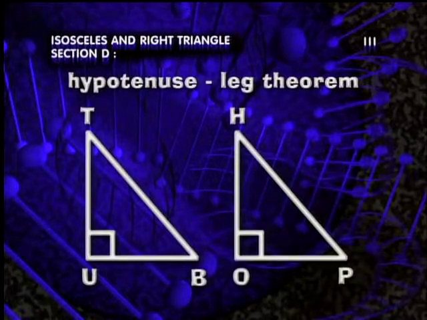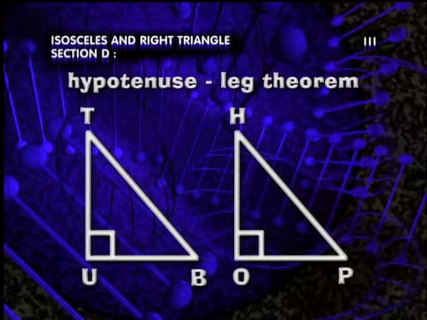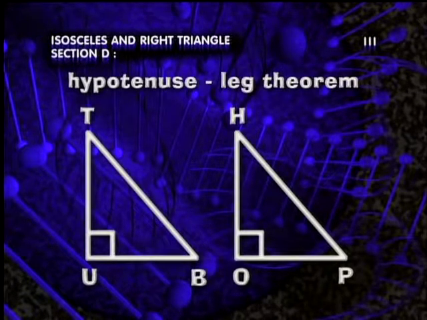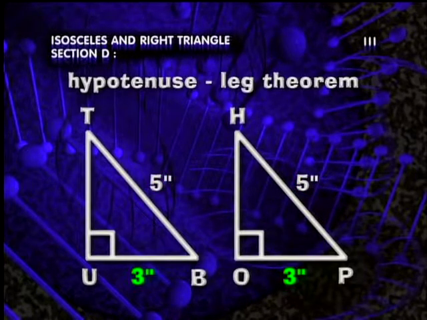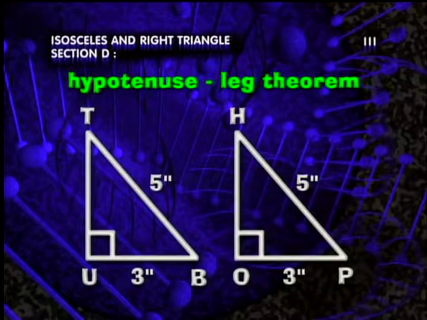So let's consider the hypotenuse leg theorem with right triangles TUB and HOP here. We know that their hypotenuses are both 5 inches, and they each have a leg that is 3 inches. So, because they're right triangles, they're congruent because of the hypotenuse leg theorem.